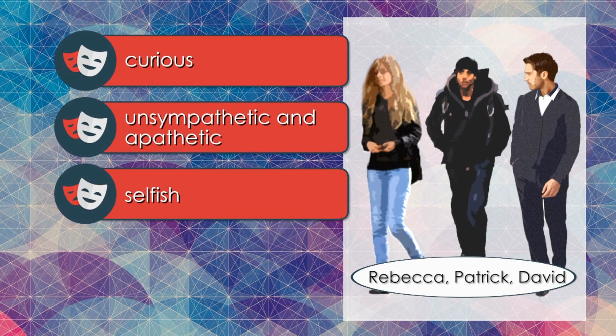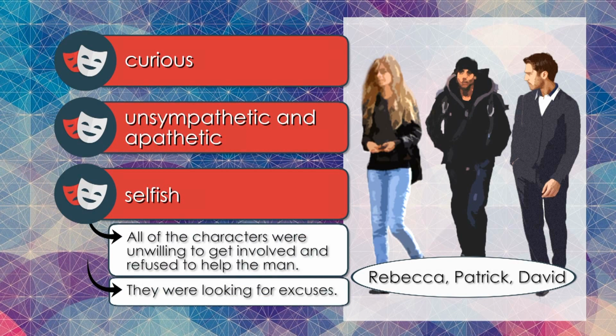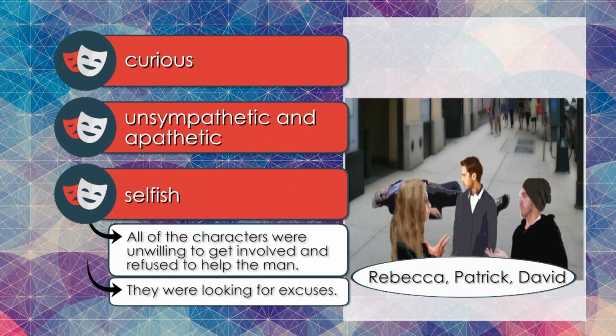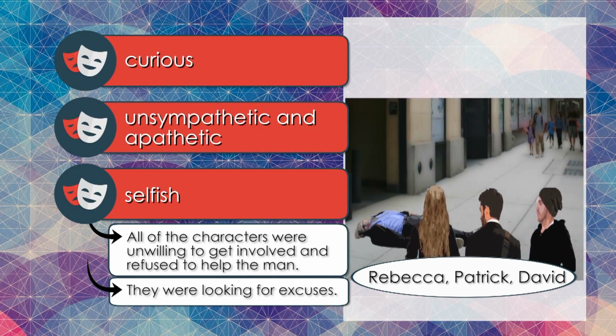Selfish. During the event, all of these characters were unwilling to get involved and refused to help the poor man. Instead, they were looking for excuses. For example, Patrick asked the others to help, but he did nothing, while Rebecca and David kept asking why it should be them helping the man.